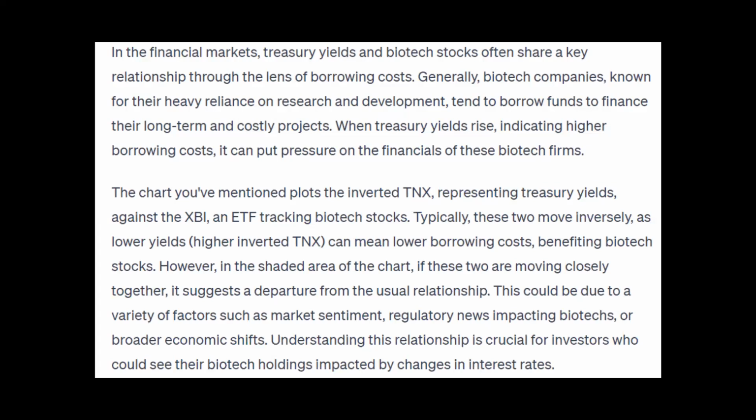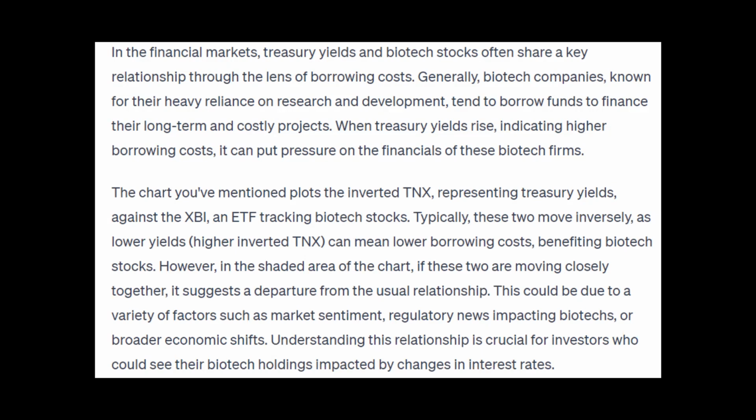Generally, biotech companies are known for their heavy reliance on research and development, and they tend to borrow funds to finance their long-term and costly projects. When treasury yields rise, indicating higher borrowing costs, it can put pressure on the financials of these biotech firms. Remember, lots of times these biotech firms are profitless companies that are looking to spend lots of money on R&D, research and development, to come up with a successful project, whether it's a new drug, technology, or something like that, that ultimately makes the company profitable in the future, right?